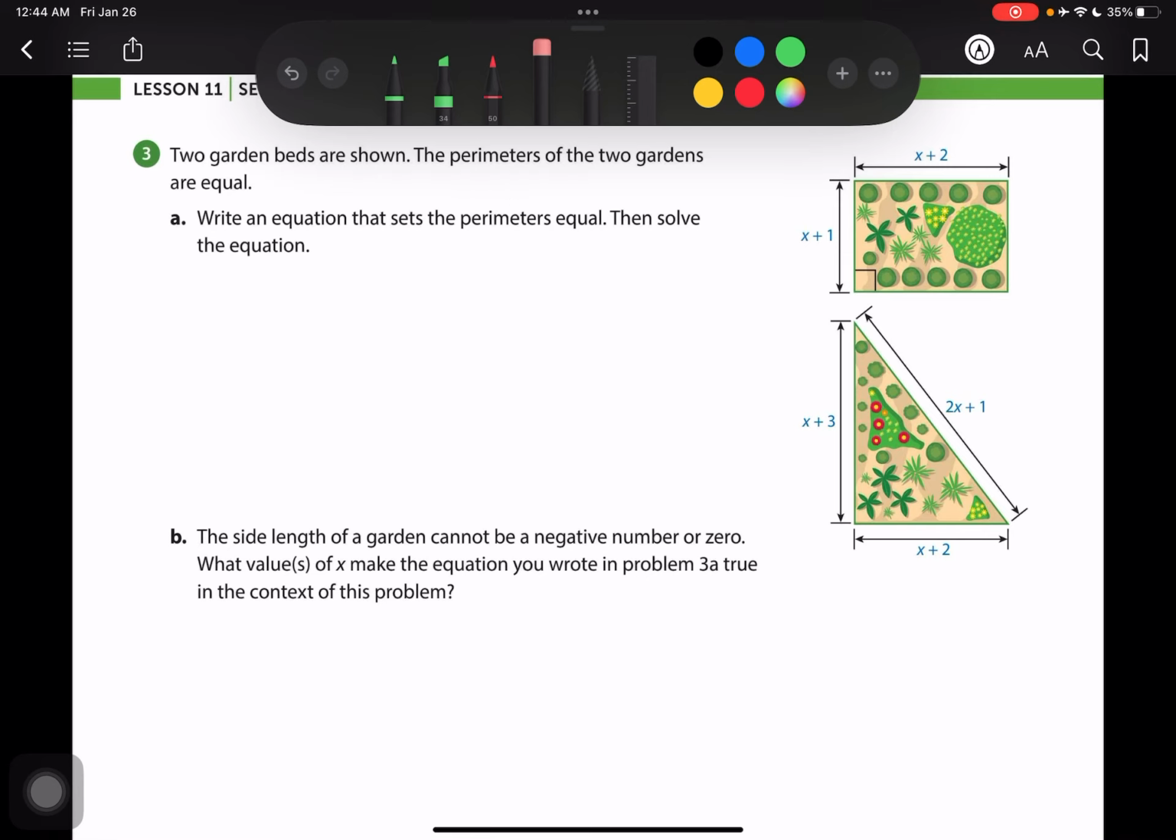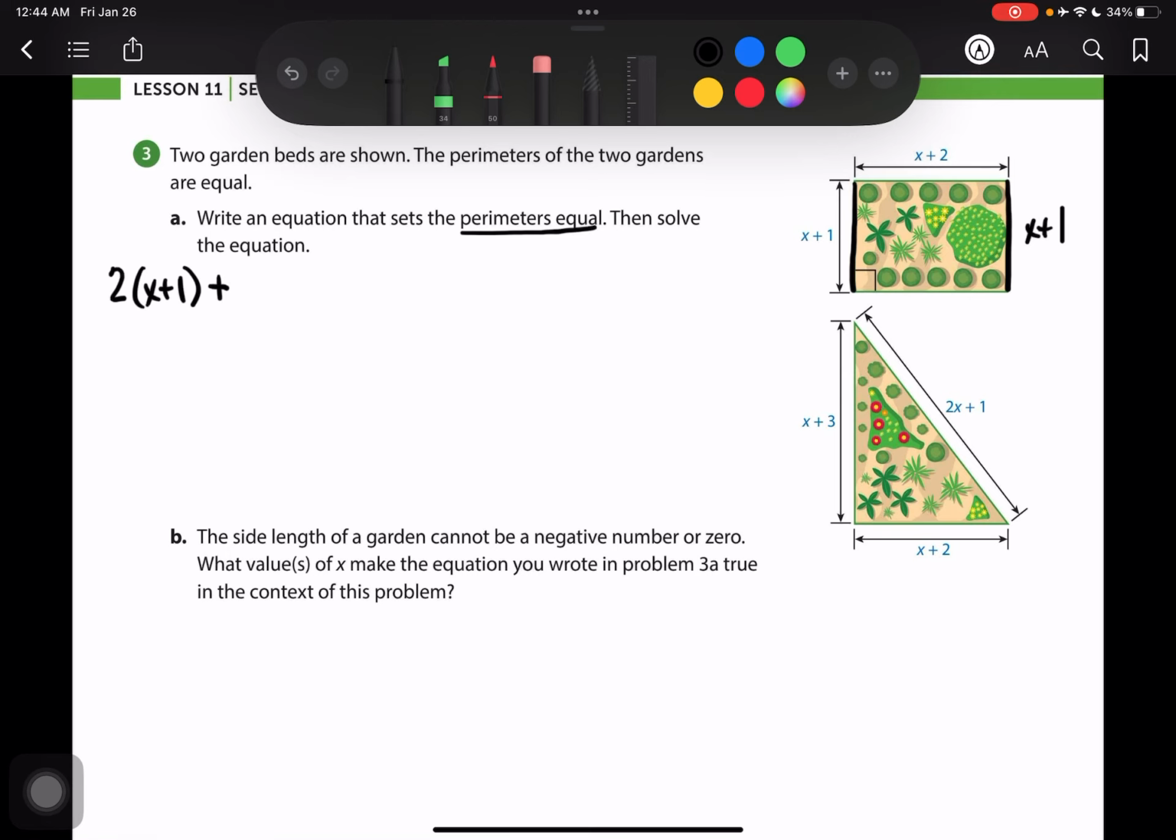Okay, so here we have 1x, x plus 1 over here. So then make the other side of this square x plus 1. So we have two of those sides, so that's going to be 2 times the quantity x plus 1 plus, because we're adding all the sides for a perimeter, that's going to give me x plus 2.